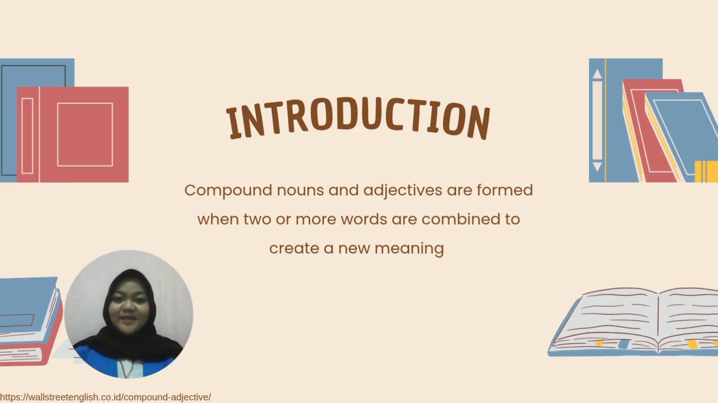In English, many words are formed by combining two or more words to create a new meaning. This process helps us describe things more specifically and make our sentences sound more natural. In this part, we'll learn what compound nouns and adjectives are, and also look at some examples to understand them better.